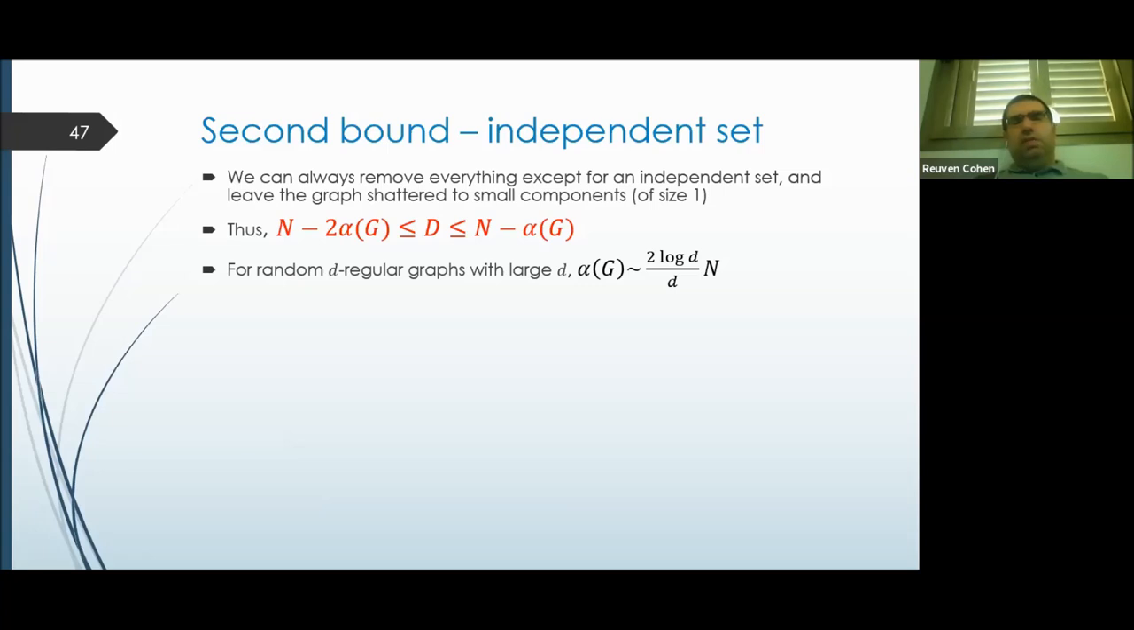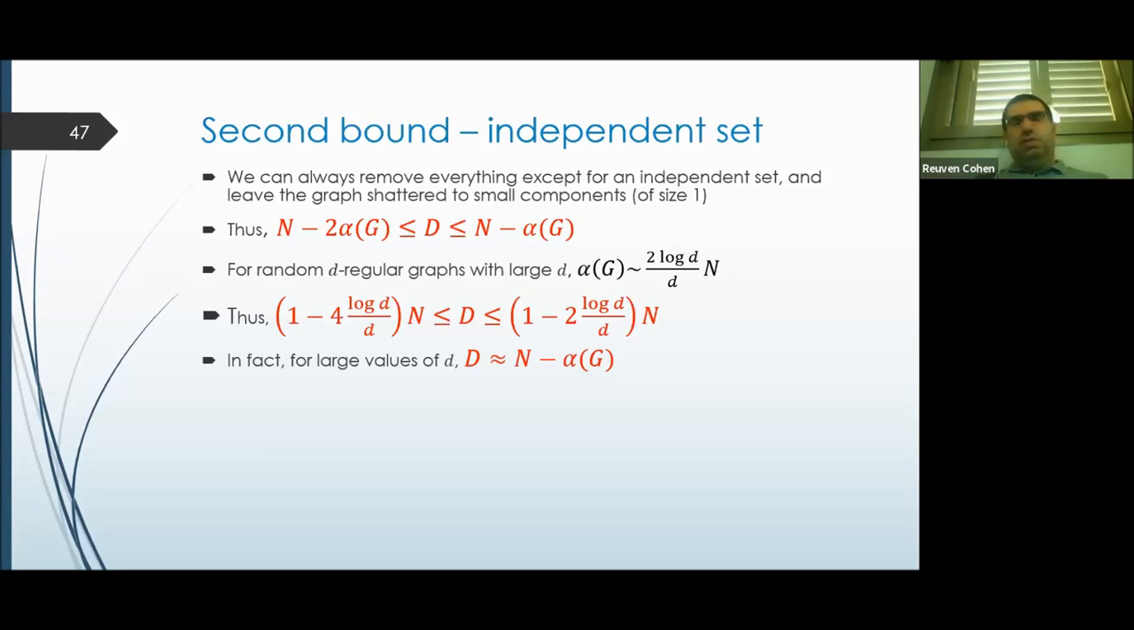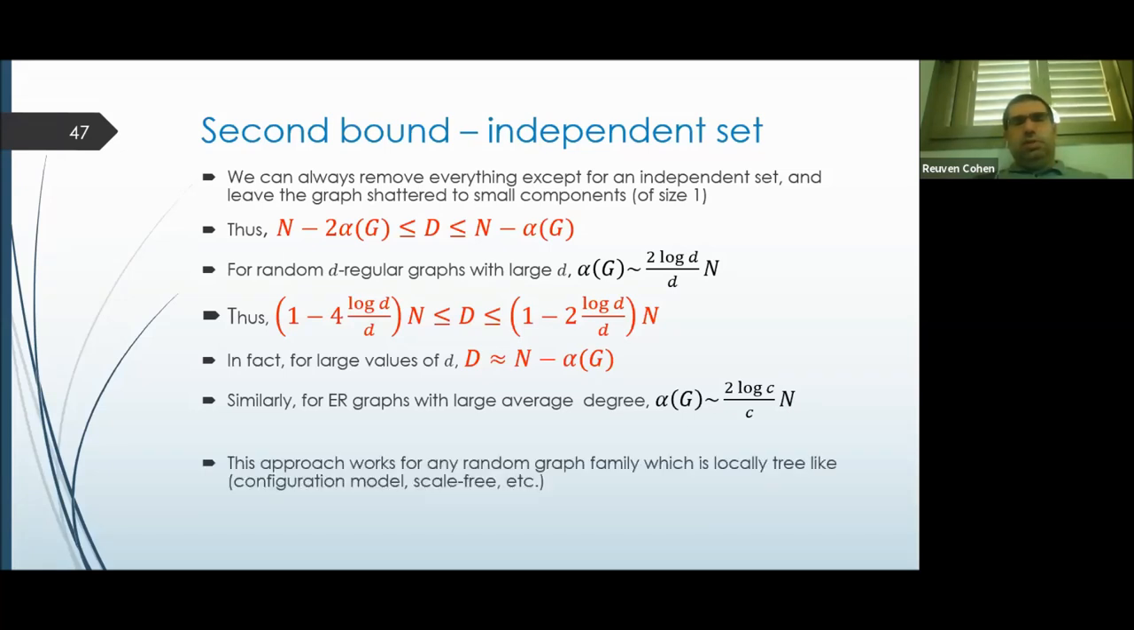For random d-regular graphs with large degree, the size of the independent set is asymptotically known, and this gives some bound on the size of the optimal shattering set. In fact, we know for large values of d, this upper bound becomes exact. This is the right answer. We have to remove everything except more or less an independent set. And this is also true for Erdős–Rényi graphs with large degrees.